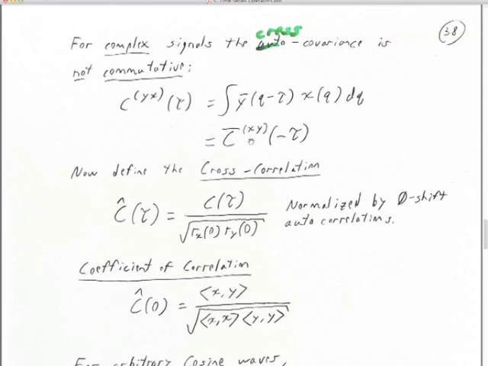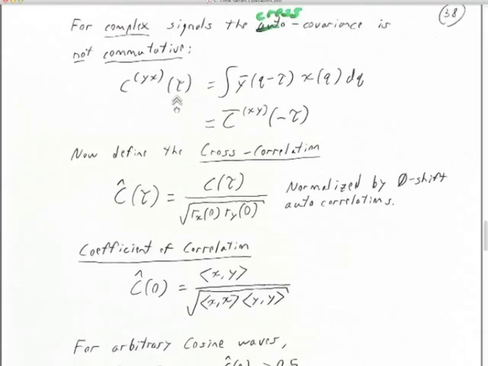So these are conjugate symmetric. The cross covariance of x y is conjugate symmetric about zero lag, zero tau. On the positive tau axis, c of x y is the complex conjugate of c of yx on the negative side of the tau axis. So there's a nice symmetry there, but you have to bear in mind that when either x or y can be complex, with a non-zero imaginary part, it's not commutative.